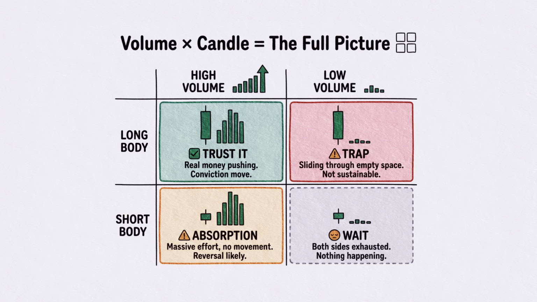When you see high volume but a short candle body, that's a warning sign. Someone is putting in massive effort, but the price isn't moving. That means the opposite side is absorbing all those orders. They're eating everything thrown at them. And when absorption happens, a reversal is often close. When you see low volume with a long candle body, be very careful.